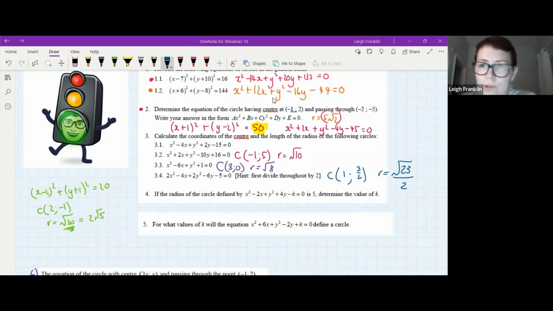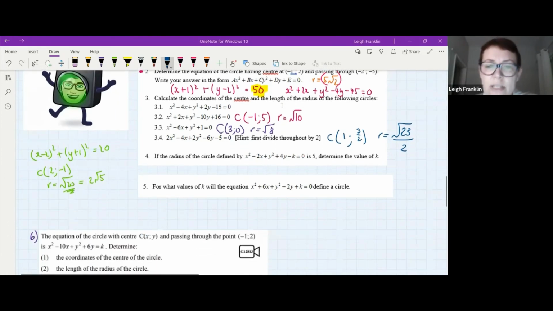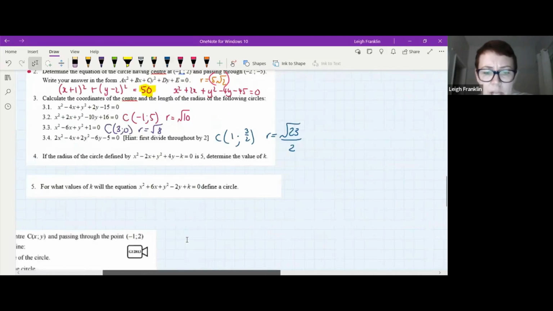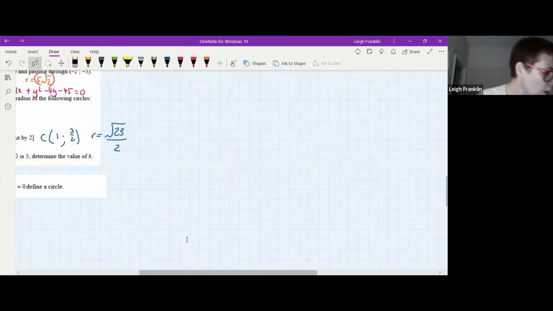Ma'am, yes, Kanyisile? I have a question. Sure. Ma'am, the hint says that we divide by 2. Would we first take the 5 over the equal sign, or? Kanyisile, it actually doesn't matter. Let's quickly do that one together, because I think that's a challenging one, and you've got a fraction in it. Okay, so let me just get it down quickly.